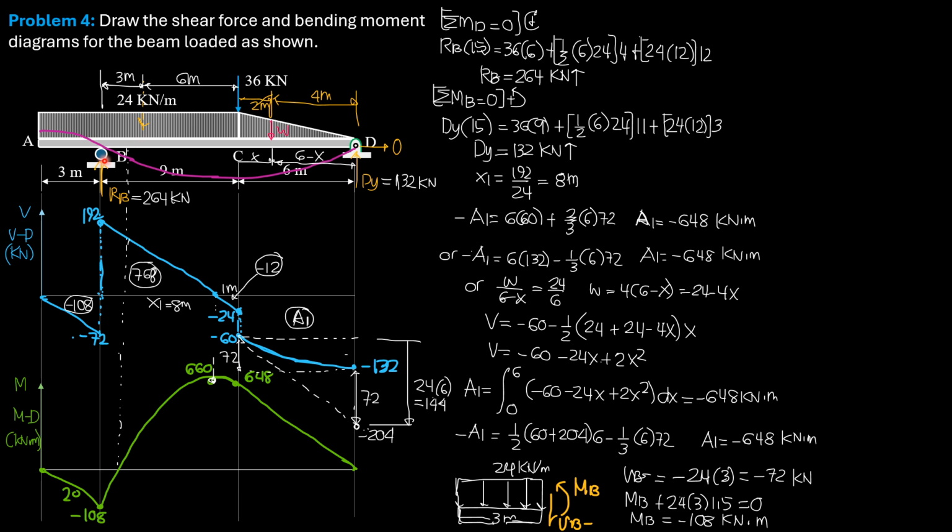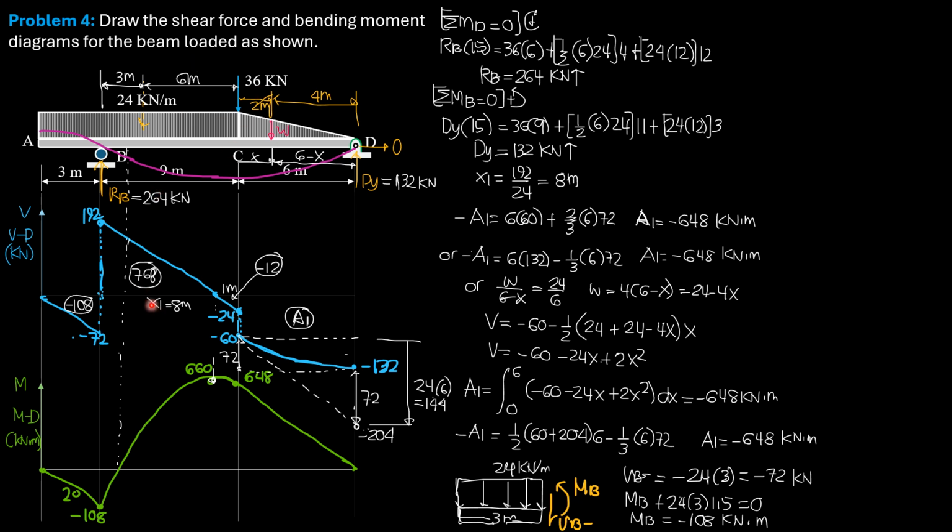Then summation moments about B equals 0, counterclockwise positive, D y times 15, equals 36 times 9 plus moment of this triangular loading, 1/2 of 6 times 24. Moment arm is 2 plus 9, so 11. Then plus moment of this rectangular loading, 24 times 12, moment arm is 3. So our D y is 132 kilonewtons. So I already checked that it balances vertically.